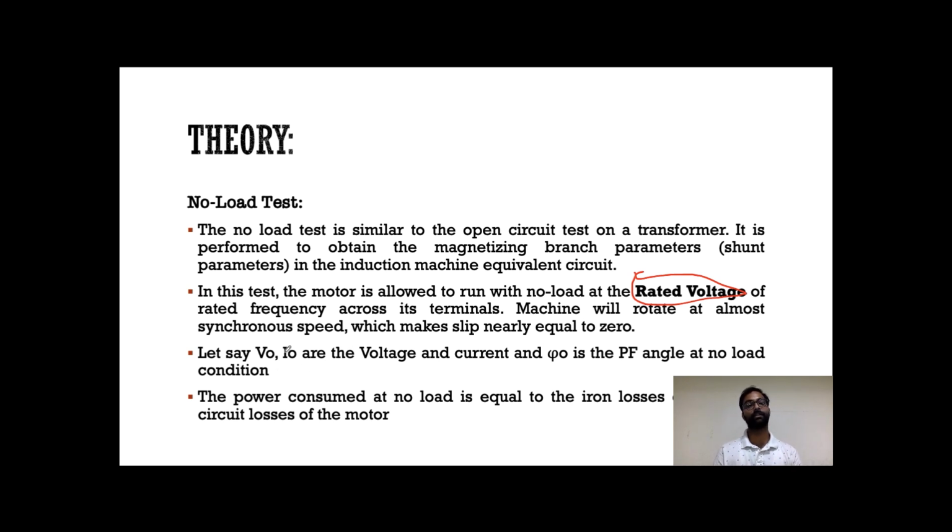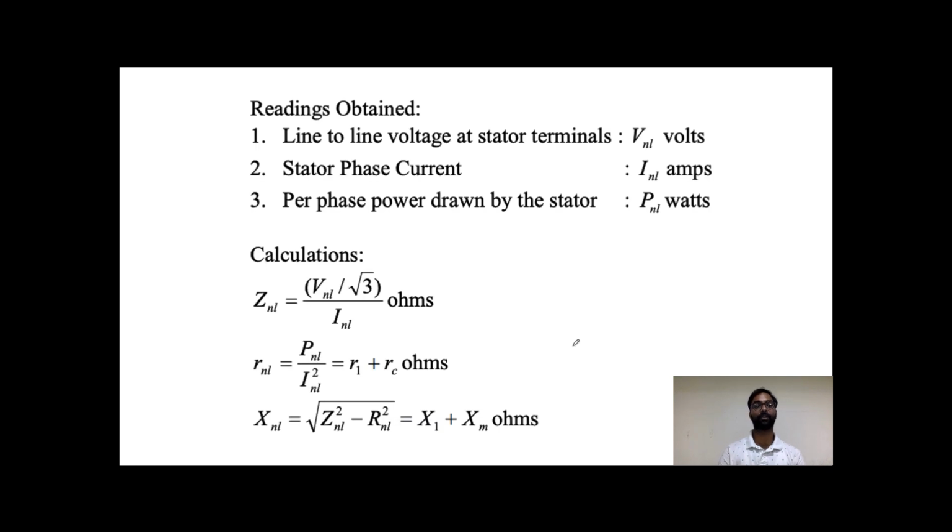So let's say V naught and I naught are the no load voltage and current, and phi naught is the power factor angle at the no load condition. The power consumed at no load is equal to the iron losses or the open circuit losses of the motor. So these are the readings which you are going to obtain from the no load test.